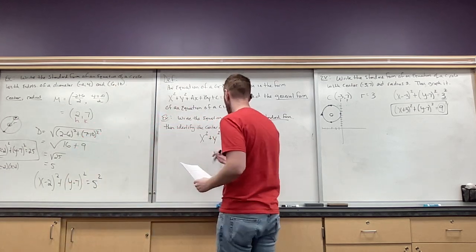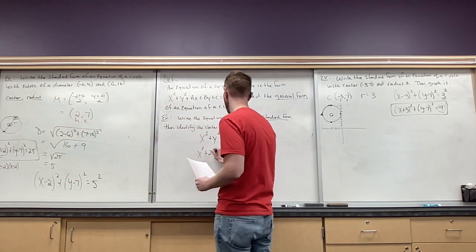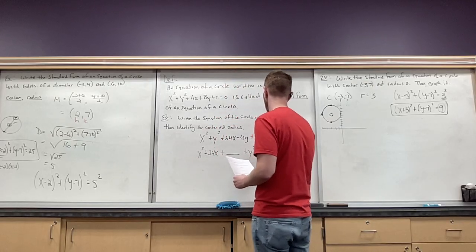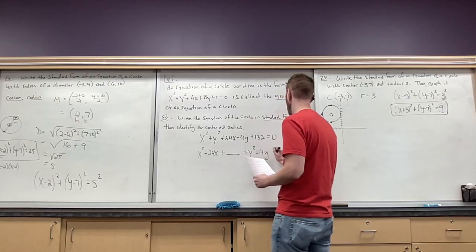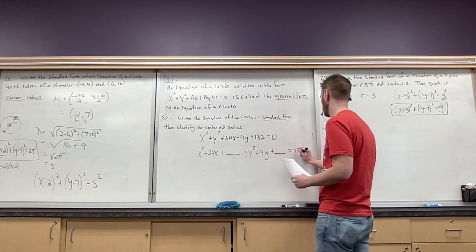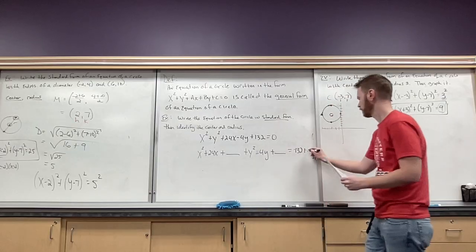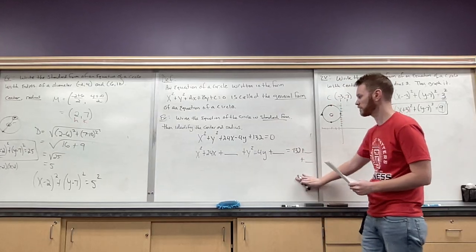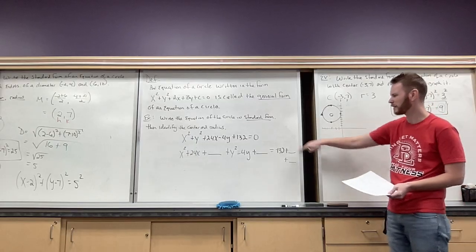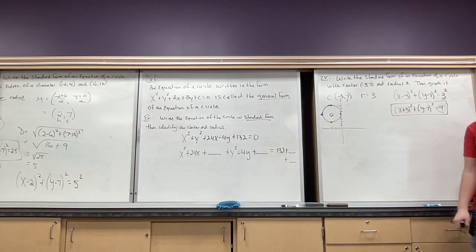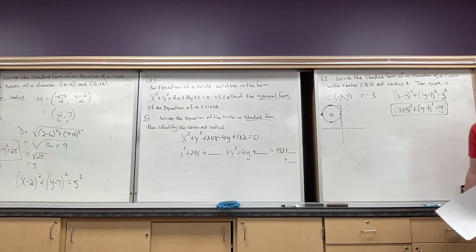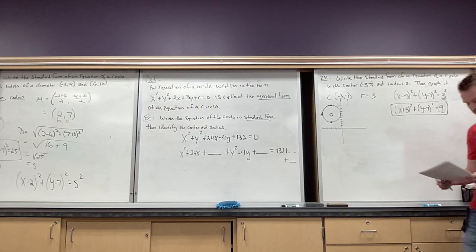So what I'm going to do first is group together the x's and the y's and put the constant on the other side. I'm out of space. Sorry about that. I didn't have enough room to move that over. Okay? So what we're going to do is group the x's and y's together and then complete the square. Twice. We're going to do it. Okay?